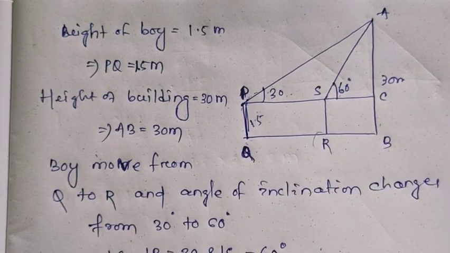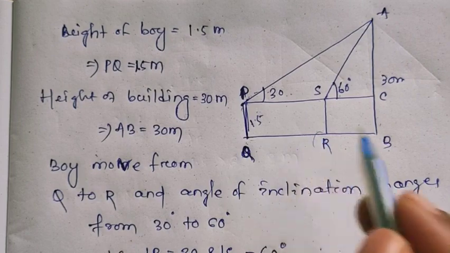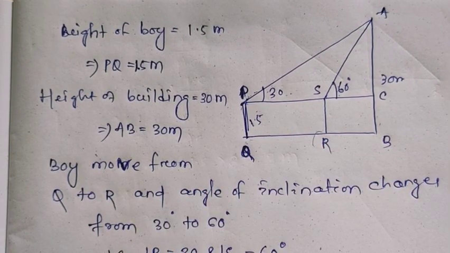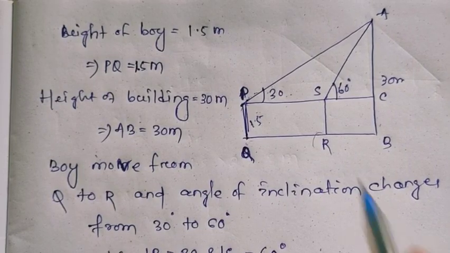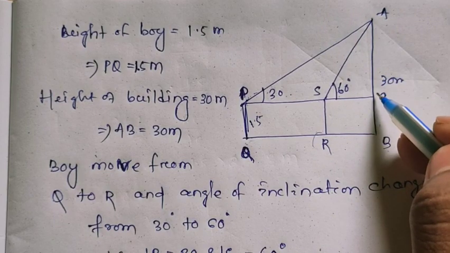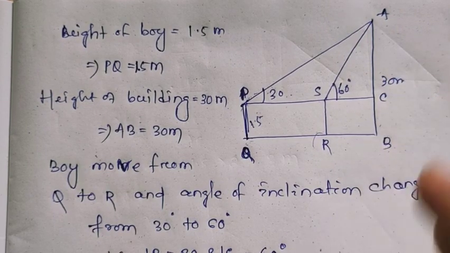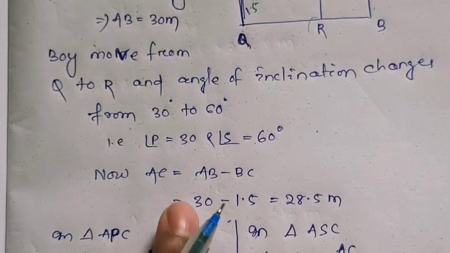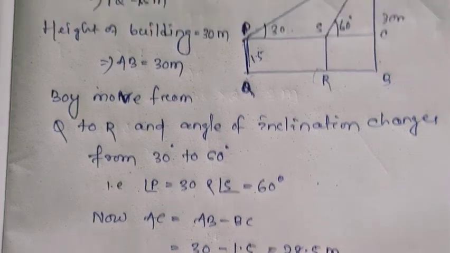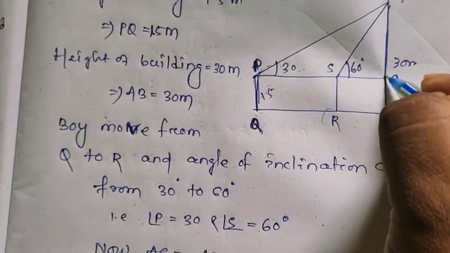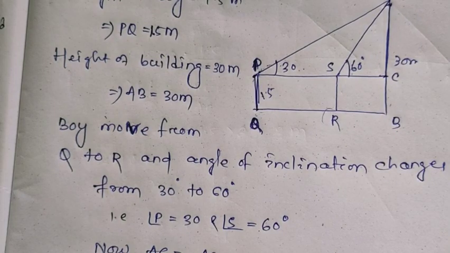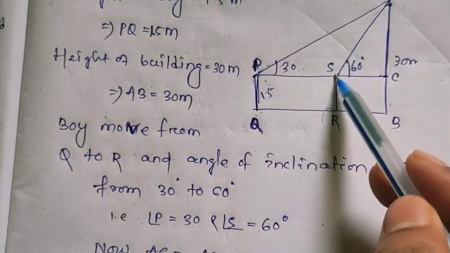Okay, now what the question asks: find the distance he walked. That means we have to find QR, or PS, whatever. Here it is 1.5, so what is AC? We can write AC is equal to 30 minus 1.5, that is 28.5 meter, right? So this, from this to this, is 28.5 meter.